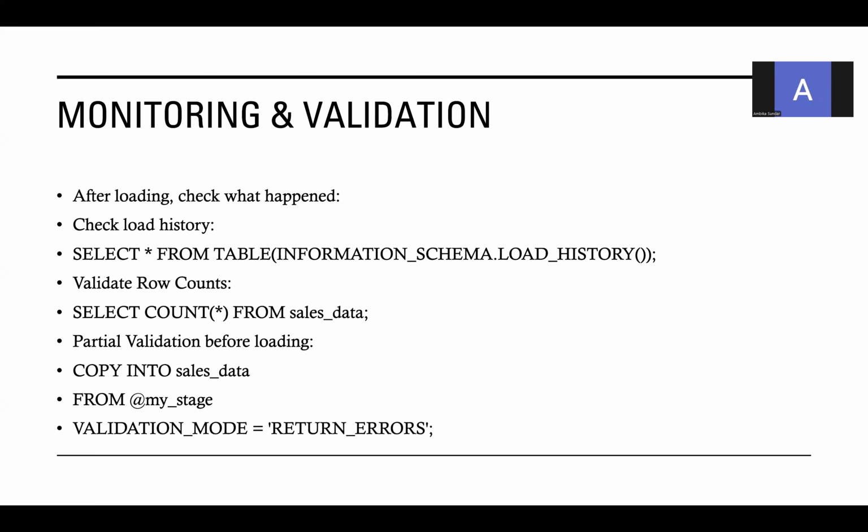Partial validation before the loading: COPY INTO sales_data from the external or internal stage with VALIDATION_MODE = RETURN_ERRORS. If there are any errors, it will return them. This is the way we monitor and validate the data once it is loaded from the external or internal stage into the Snowflake data warehouse.